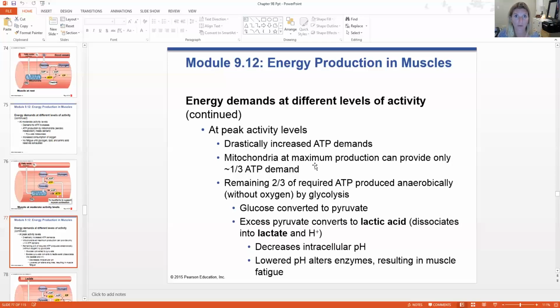What's the word I'm looking for? It's late at night. It gets changed into lactic acid. And so this lactic acid builds up, and that is what makes you feel the burn, right? It's going to lower the overall pH of your muscle cells. It can damage them as well. It can alter enzymes, can be very dangerous.